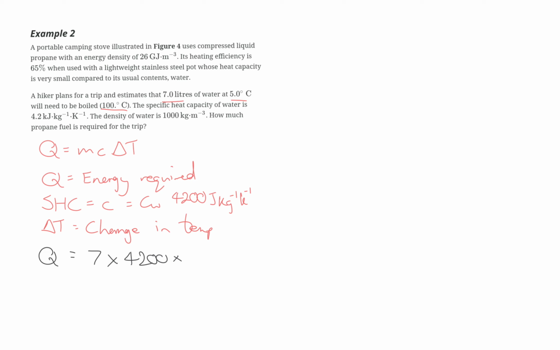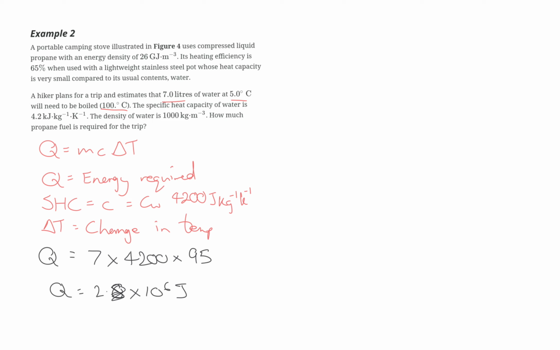And then our change in temperature is going from 5 degrees to 100 degrees Celsius. So I'm sure you can appreciate that's 95 degrees. If I do that, I get somewhere in the region of 2.8 times 10 to the 6 joules. So 2.8 million joules. The next thing that we need to work on is, well, how much propane do we need to get this energy out? So let's work on that next.